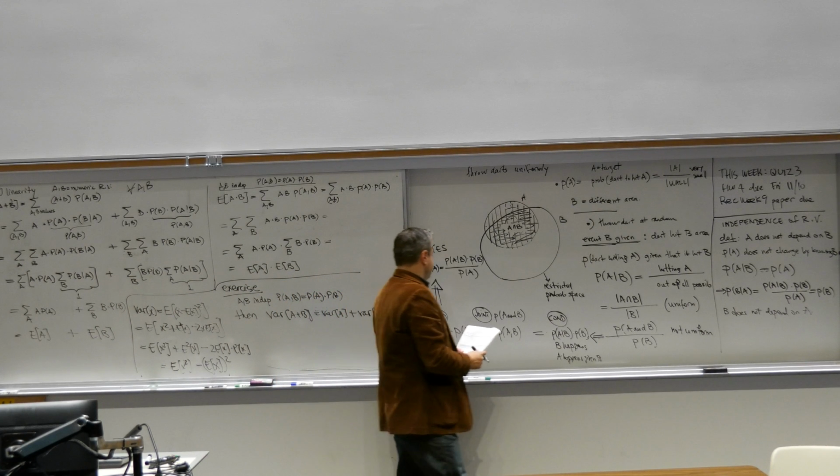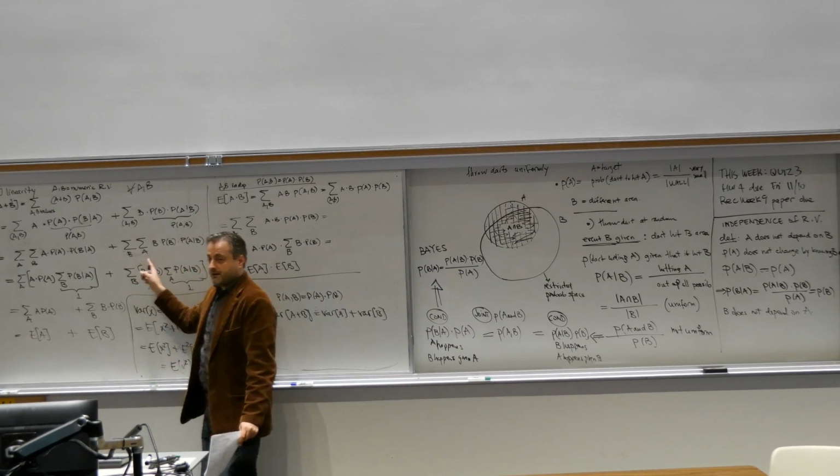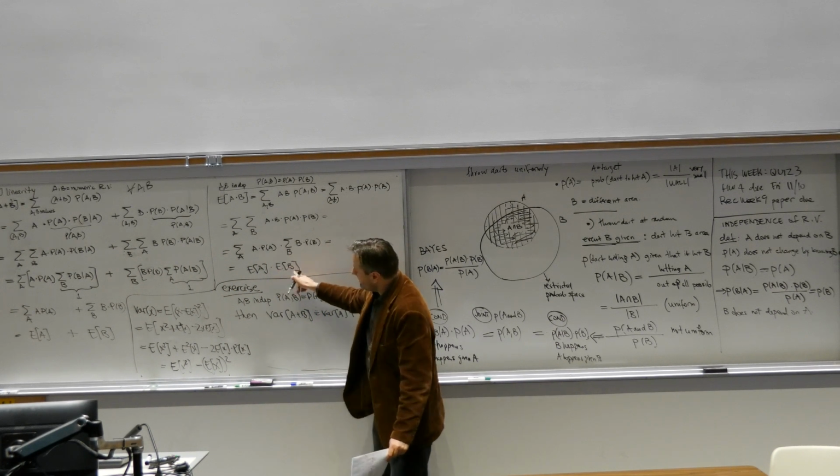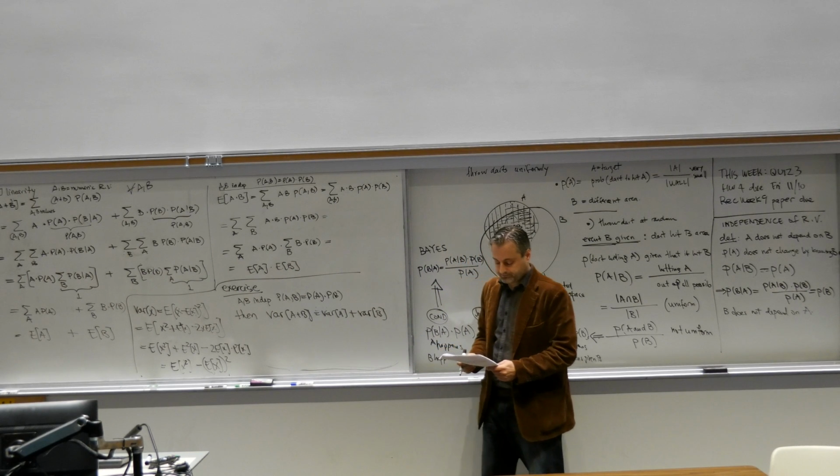So now we've done the independence. This is true for any random variable. If they're independent, the expectation of the product distributes and the variance of the sum also distributes.